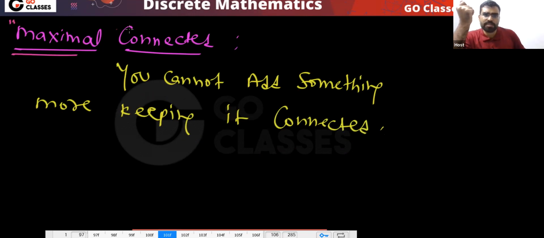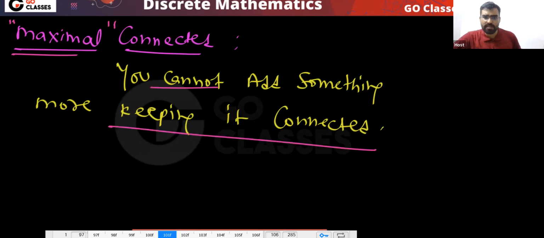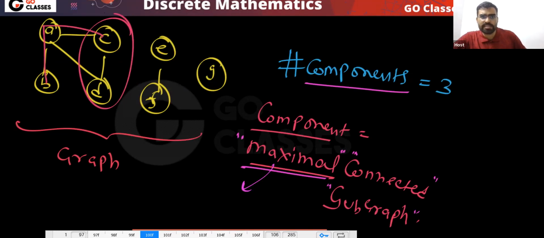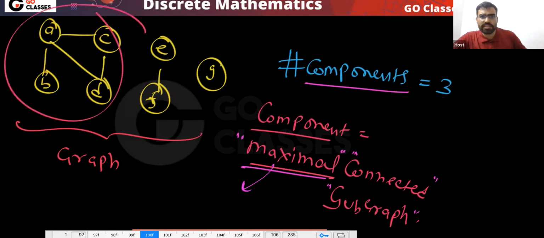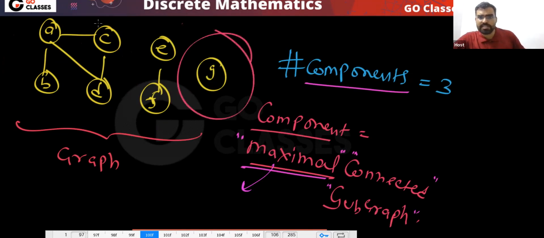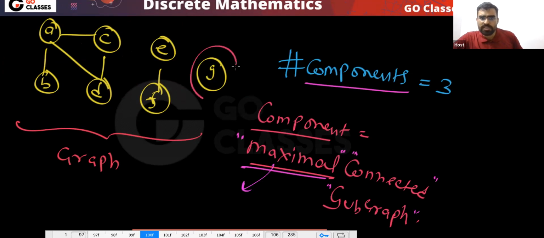Maximal connected. If it is already maximal, then you cannot add something more, keeping it connected. For example, can I add something more here? For this C, D, can I add something more? Yes, you can add A, you can add B. It is still connected. This whole thing is connected, right? Similarly, this whole thing is connected. So, okay, this is connected.